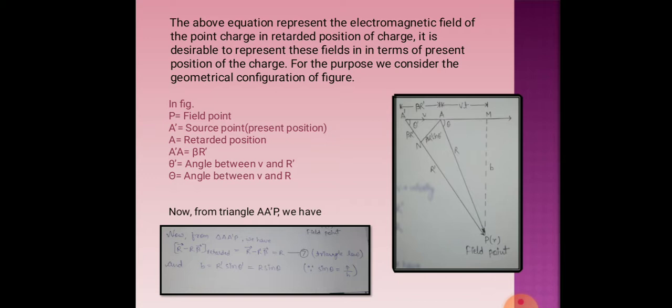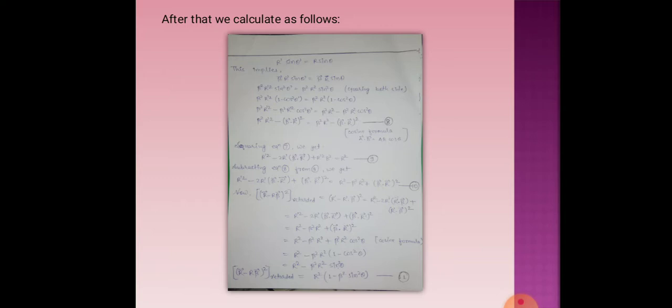So we are observing the triangle A, A prime and P. So we have R minus R beta retarded is equal to R minus R beta, and b is equal to R prime sin theta prime is equal to R sin theta. After that, we calculate as follows: R prime sin theta prime is equal to R sin theta. This implies R prime sin theta prime is equal to R sin theta. We can put all the values and we can get equation number 8.